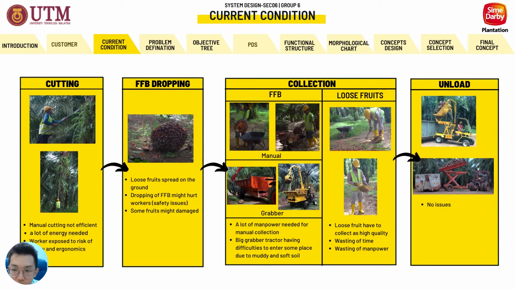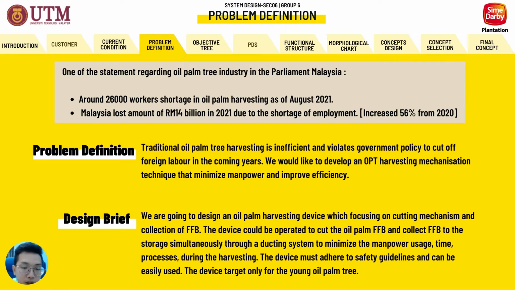Lastly is the unload process. In this process, the collected FFB will be unloaded from the tractor into a bigger storage, which will then be transferred to another place. One of the statements regarding the oil palm tree industry in the Parliament of Malaysia is that around 26,000 workers were short in oil palm harvesting as of August 2021. Malaysia lost an amount of 14 billion in 2021 due to the shortage of employment, which increased 56% from the previous year.